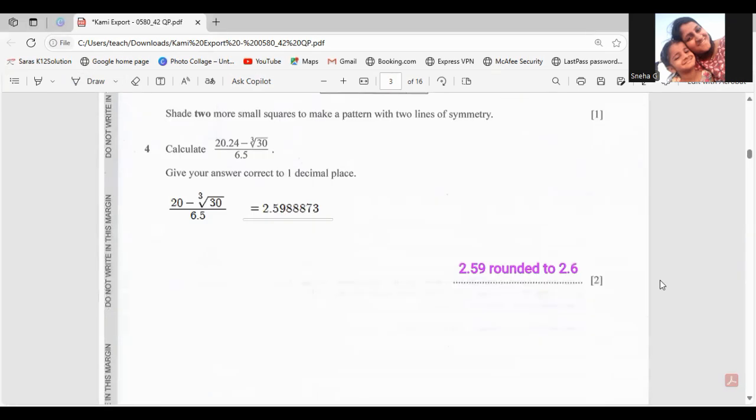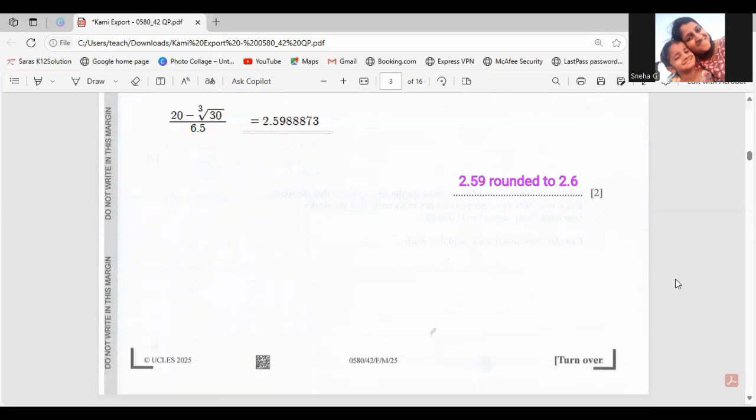Question number 4 of this question paper is a question which you have to solve using a calculator. Once you put all of the digits on the calculator, the final answer that you get is 2.59888873. These are all the numbers that appeared on my calculator screen, and I have written it as it is. After you round this off to one decimal place as given in the question, 2.59 rounds further to 2.6. This is your final answer.